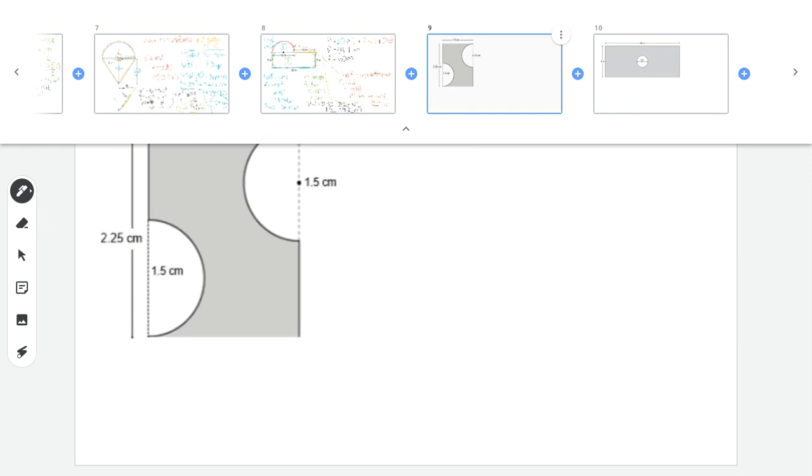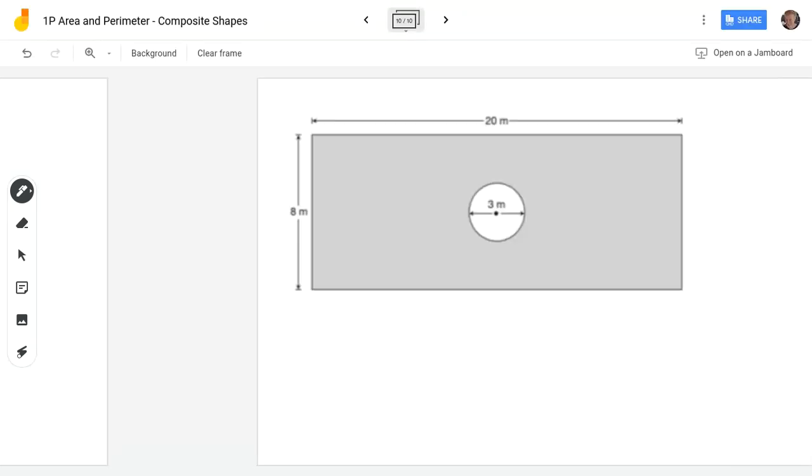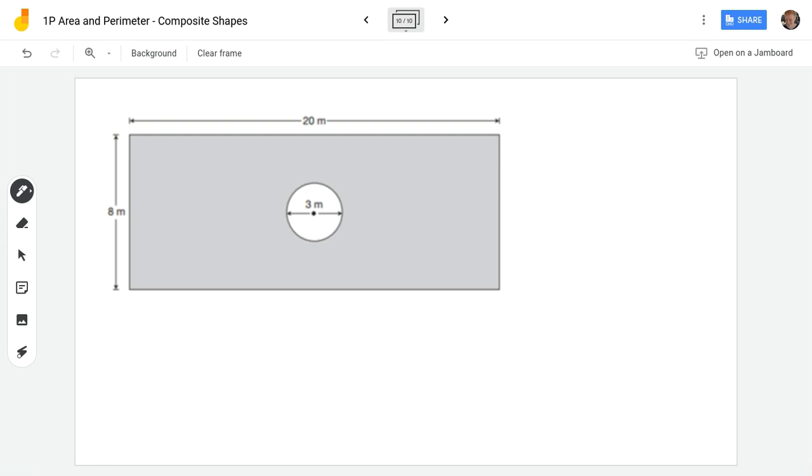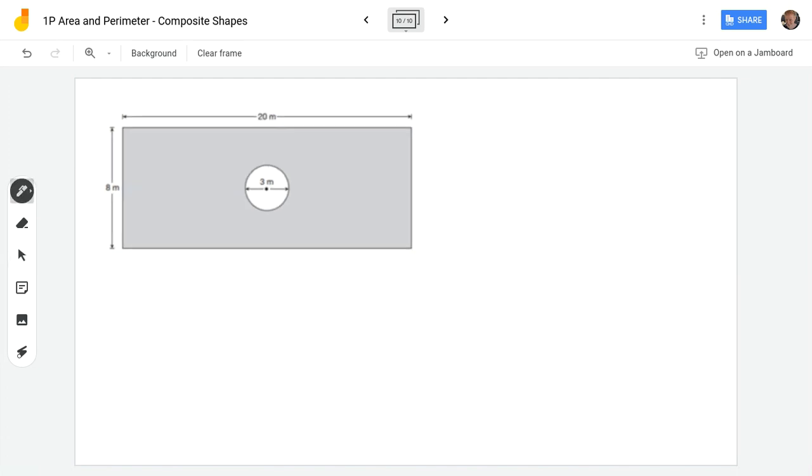Maybe not. That's okay. I feel like this one's a little easier, so let's look through this one first. All right, so we have a rectangle, and we need the area. The area will be the rectangle minus the area of the circle. I don't know what happened to my pen here. There we go. So the rectangle minus the circle.